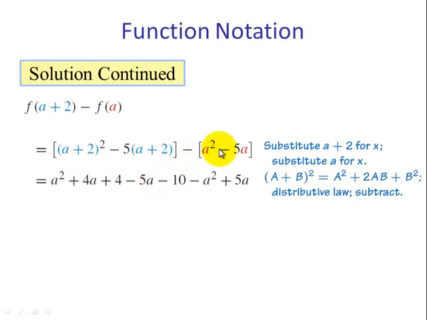Then we have to subtract f of a, which is a squared minus 5a. So distributing the negative sign, we have minus a squared plus 5a. Next, we combine like terms. A squared and negative a squared cancel. We have 4a plus negative 5a plus 5a, which becomes 4a. And then we have 4 plus negative 10, which is a negative 6. So the final answer is 4a minus 6.